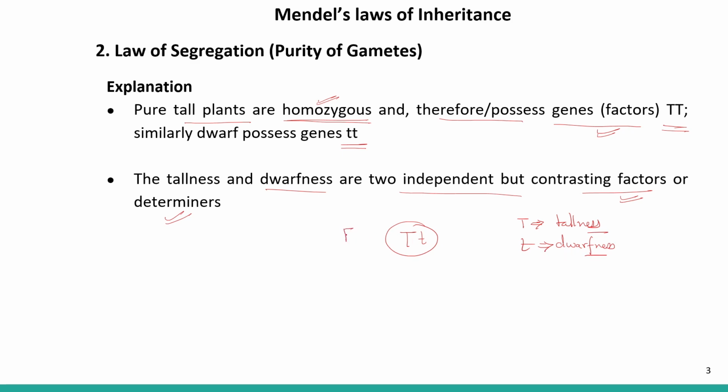So at the F1 generation, what happened? Both the alleles are together. And that is why it is called a hybrid. And if we see the phenotype, it will be totally like a tall plant. So it is called a tall hybrid. But at the time of gamete formation, they will form two types of gametes, capital T and small t, right? So two types of gametes, and that is why it is called the purity of gametes. Okay.